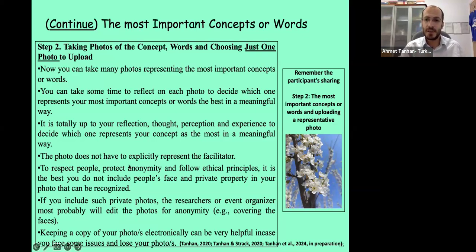So here again, the explanation says you can take some time to reflect on each photo, to decide, if you have taken many photos, which one you are going to upload. It's totally up to your reflection, thought, and perception experience to decide which one represents your concept, your words. For example, if you look at just this photo, you might ask, what is the connection between this almond flower, or this tree, and Palestine? Well, it's up to that person.